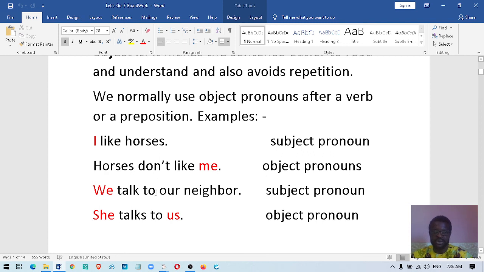We talk to our neighbors. Your neighbors are the people that live near your house. So we talk to our neighbor. The subject is we. Talk is our verb. Our neighbor is also a noun. So she talks to us. See, she talks to us. Talk is our verb. So after our verb, we have what? Us, which is the object. So we cannot say she talks to we. So she talks to us.